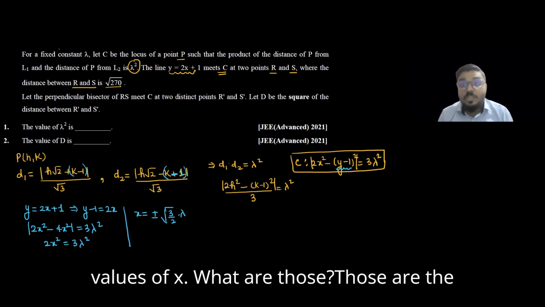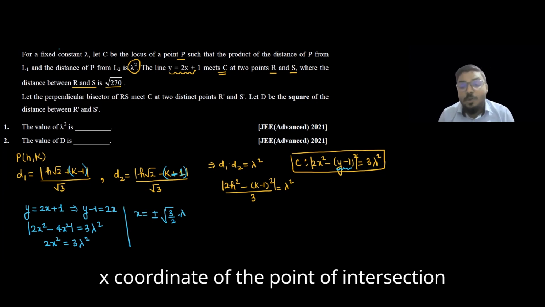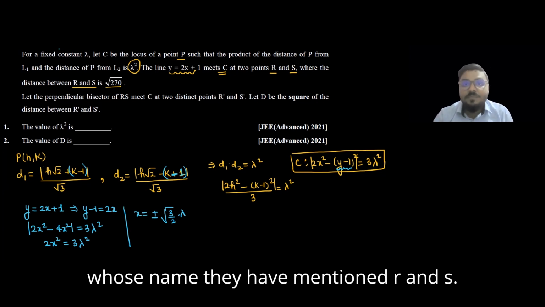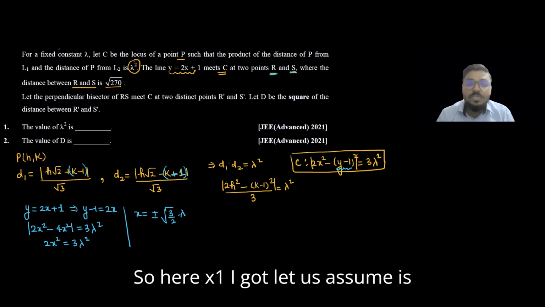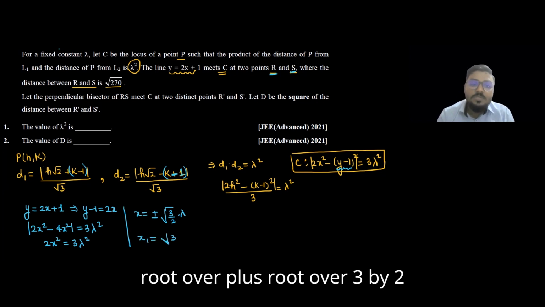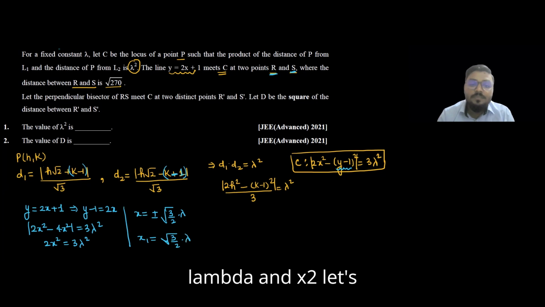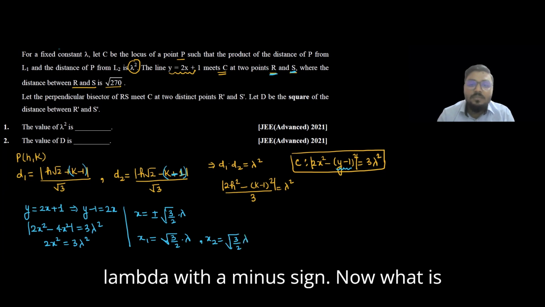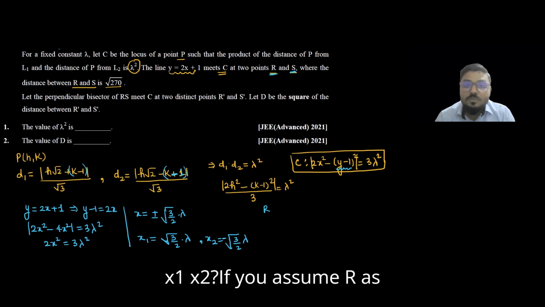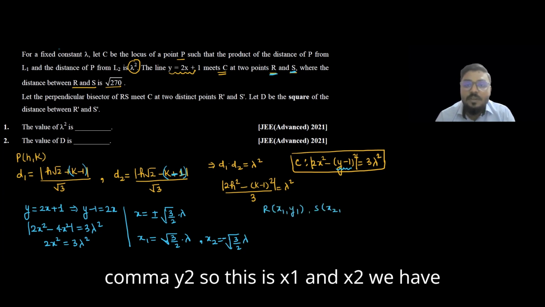What are those? Those are the x coordinates of the points of intersection whose names they have mentioned, R and S. So here x1 I got, let us assume, is plus root over 3 by 2 lambda, and x2, let's say, is root over 3 by 2 lambda with a minus sign. If you assume R as (x1, y1) and S as (x2, y2), so this is x1 and x2 we have got here.